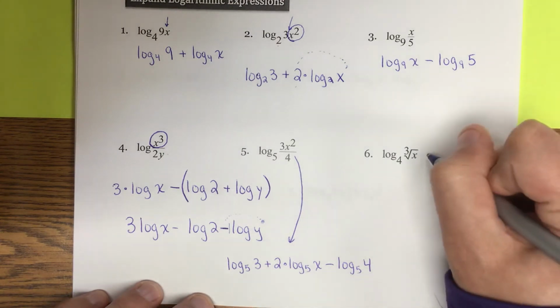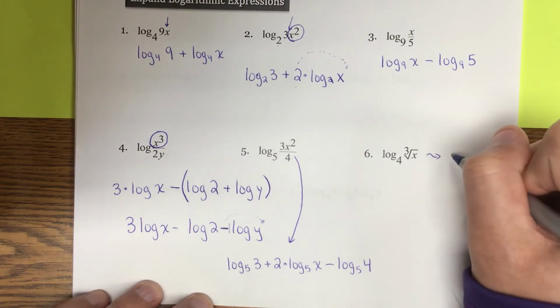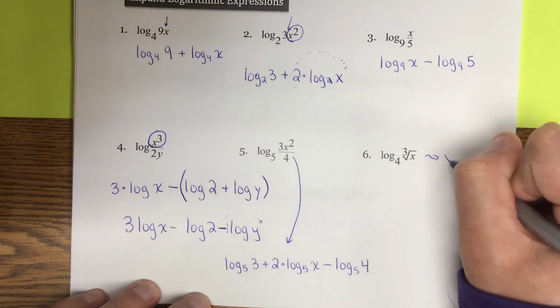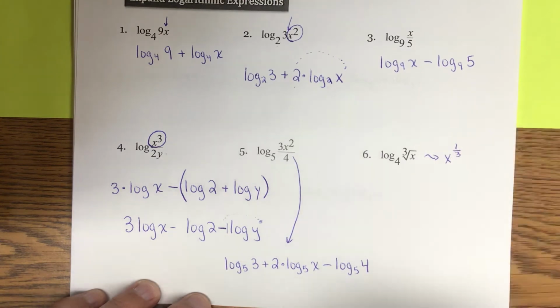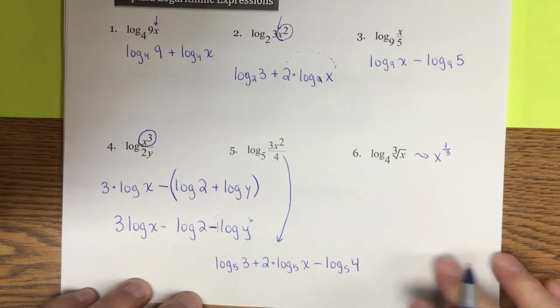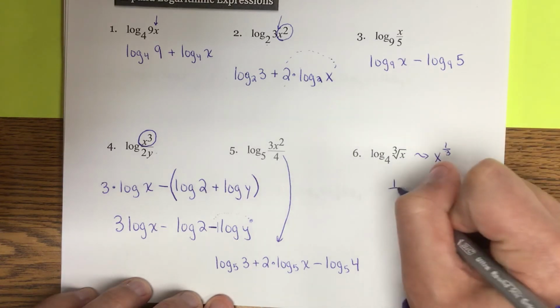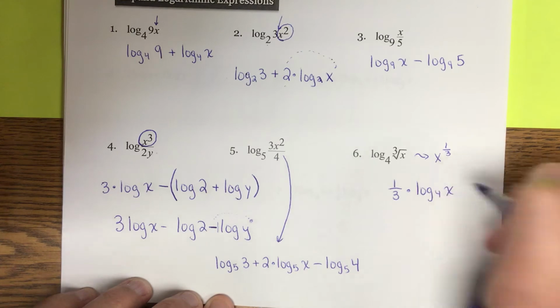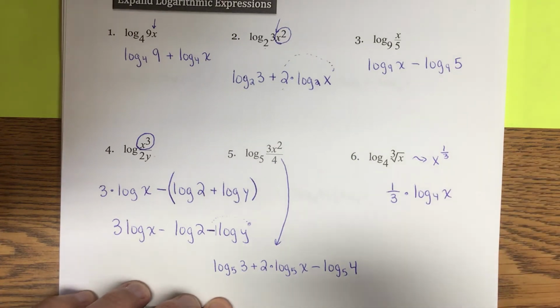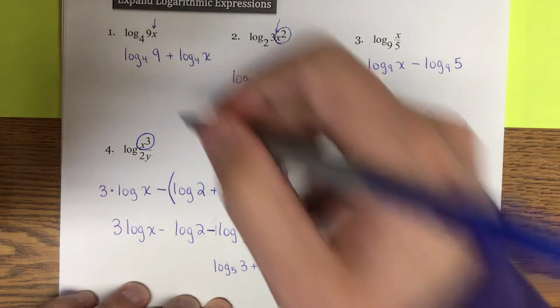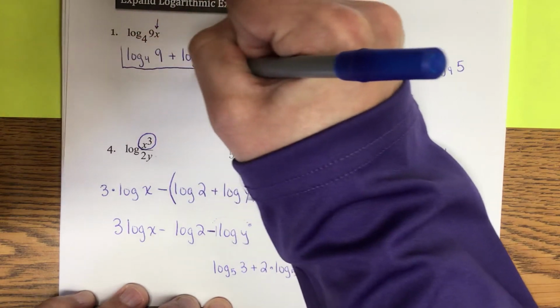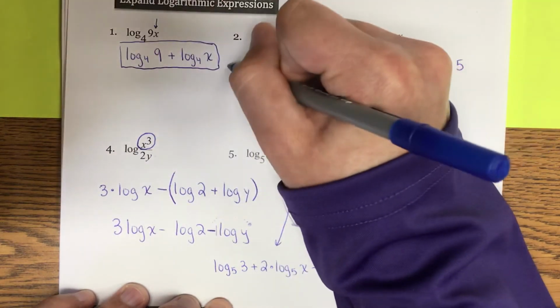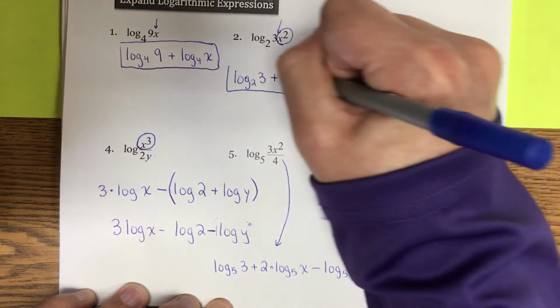And number 6, just recall that anything that is taken the cube root of is also the same as raising it to the 1/3 power. So I can just use the power property here to get 1/3 times log base 4 of x. So those are all expansions, taking one logarithm and expanding it into multiple logarithms.